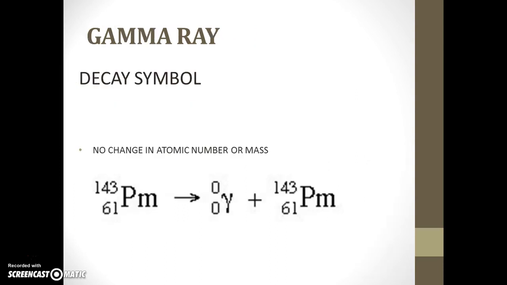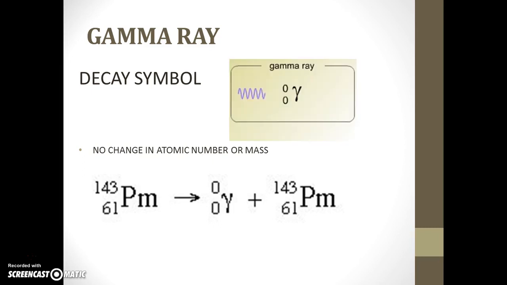Our last particle we're going to look at is a gamma ray. Okay, gamma ray is special because it is nothing more than like a beam of light. Okay, so our decay symbol is the Greek letter gamma. It looks like a fancy Y. Okay, so it looks kind of like a cursive Y right here, but this is really a Greek letter, and that's the letter for gamma.